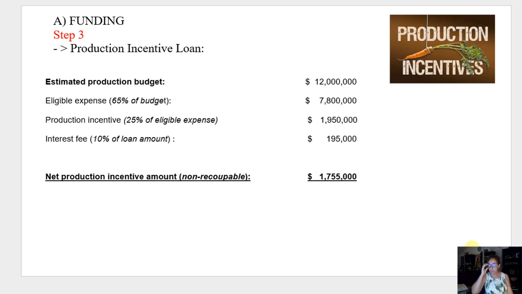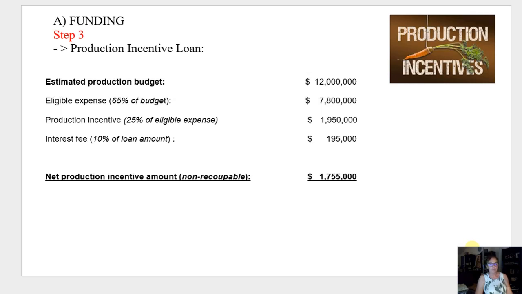So let's look at our production incentives. The region where we are producing will only allow 65% of our budget to be actually eligible expenses. And that's not uncommon. Most regions that offer production incentives will not offer those production incentives on the entire budget. They will only offer them on certain expenses from the budget. So in our case, these expenses reflect eligible expenses of 65% of our budget, which is $7.8 million.